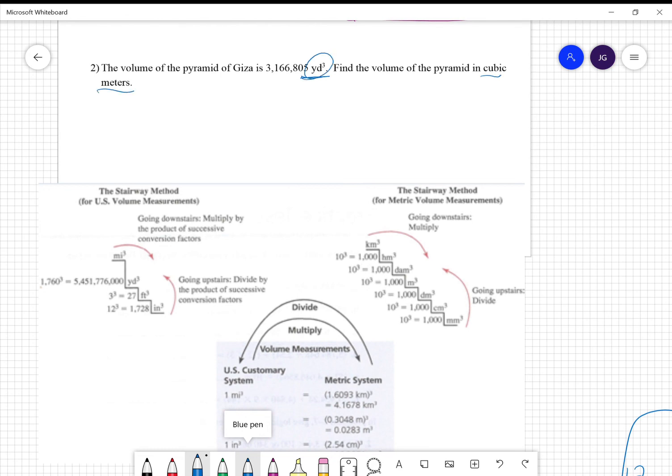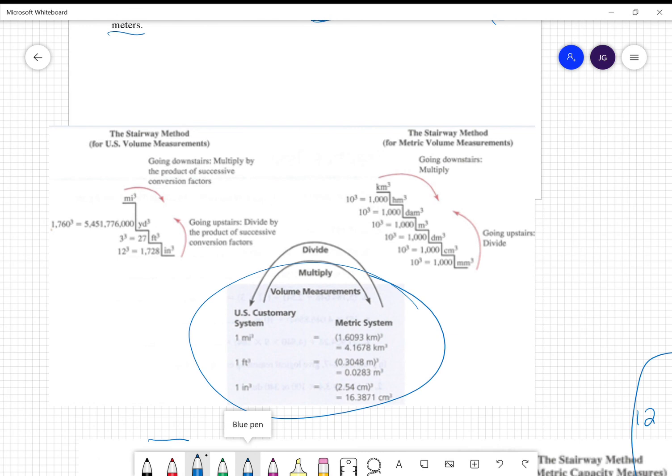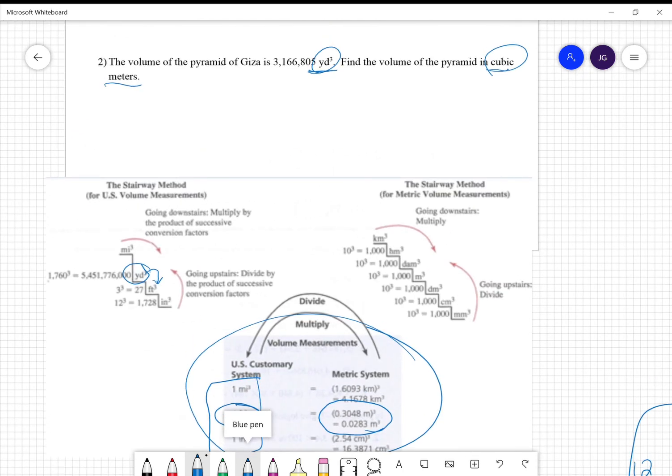So I'm going from cubic yards to cubic meters. So I'm going from English to metric. So I'm going to need this table. Cubic yards is not here anywhere. I want to end up with cubic meters, which is this one. So I want to convert my first measurement to cubic feet. I'm at cubic yards. I want to go to cubic feet. I'm going down, so I'm going to multiply by 27. So 3,166,805 times 27 gives me the cubic feet.